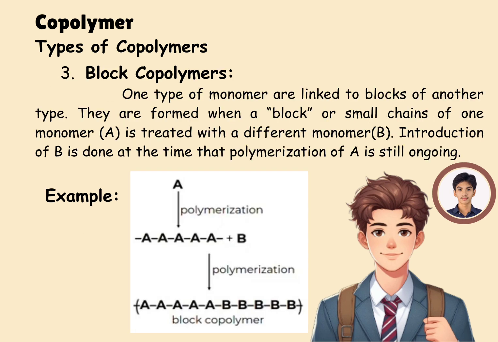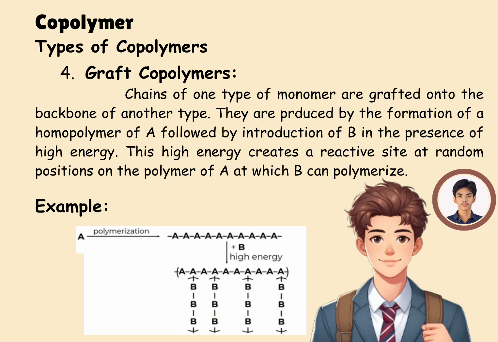Number 3. Block copolymers. Blocks of one type of monomer are linked to blocks of another type. They are formed when the block or small chains of one monomer, A, is treated with a different monomer, B. Introduction of B is done at the time that polymerization of A is still going. Number 4. Graft copolymers. Chains of one type of monomer are grafted onto the backbone of another type. They are produced by the formation of a homopolymer of A, followed by introduction of B in the presence of high energy. This high energy creates a reactive site at random positions on the polymer of A at which B can polymerize.